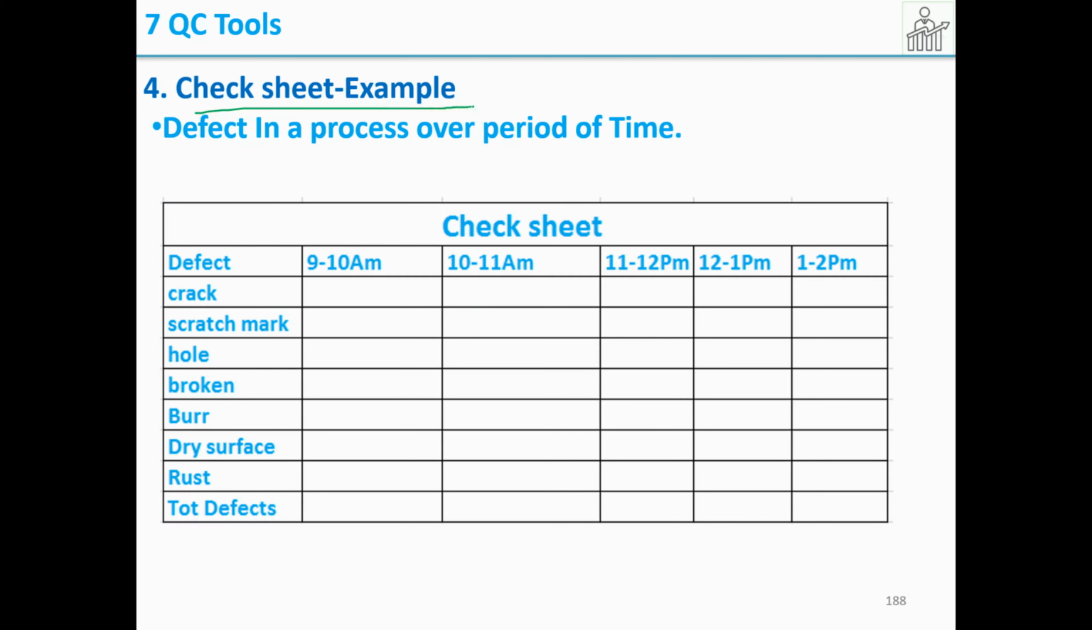Check sheet example: defects in a process over a period of time. We can create different types of check sheet. This is one example to collect the percentage defect based on a fixed sampling, how much the crack is varying each hour. Then we can write down total defects.